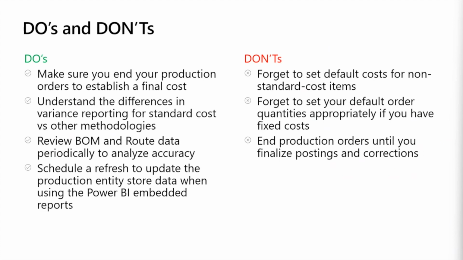And the last note on our list is don't end your production orders until you've finalized the postings and made any corrections. Keep in mind that once you end a production order, you can no longer make any updates to that production order. So it's always a good idea to look at the potential variances on that production order and make any corrections before you go through that ending process.